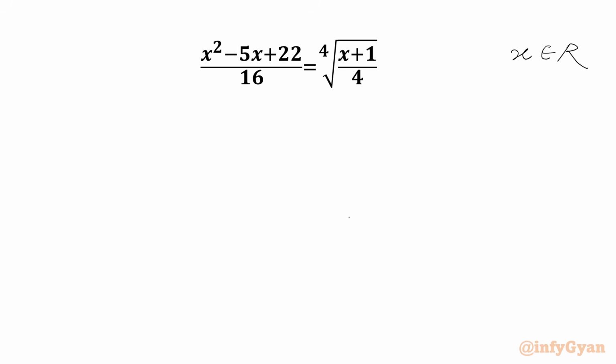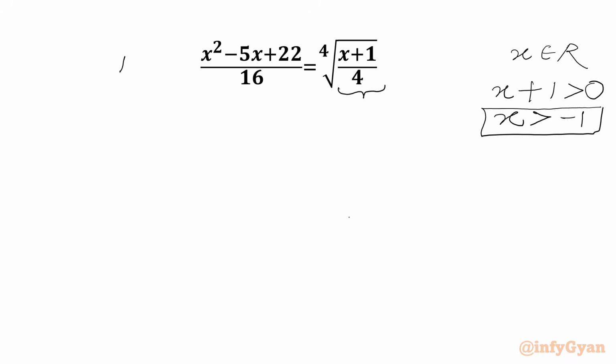Now we'll write here, as x is a real number, the radicand must be positive. So x + 1 must be greater than 0. Equality won't hold true, so x should be greater than −1.